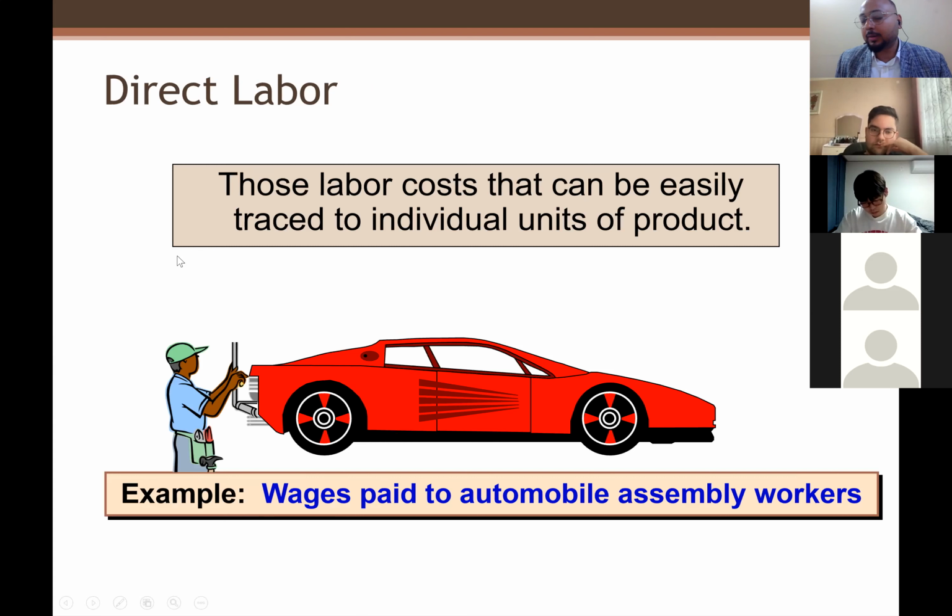Direct labor cost. Since the word direct is used here, it covers all the costs that we use to convert raw material into finished goods or the product, but that cost which we can easily trace. So in this case, when the product is a car, what is the direct labor cost? Wages paid to automobile assembly workers. And how can you easily trace that?